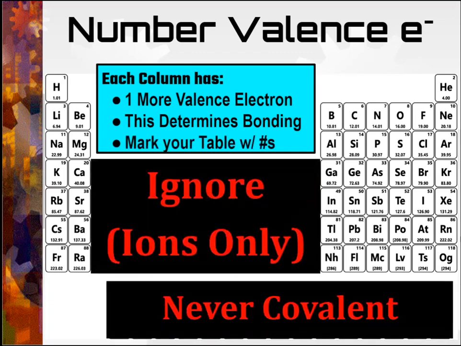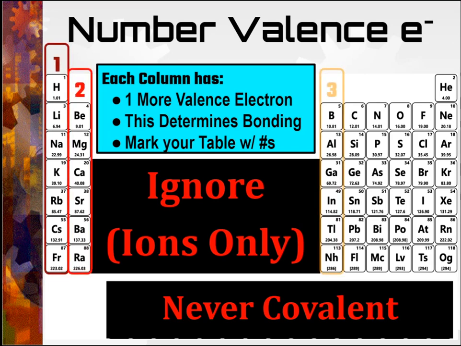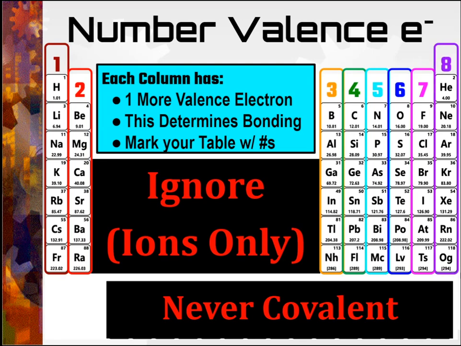We are not going to look at these, as these are ions only. We are not going to focus on these at all. None of the transition metals, none of the intertransition metals, they are not going to covalently bond. So we're going to have 1, 2, 3, 4, 5, 6, 7, and typically 8 dots. So you are going to need to mark your table with this 1, 2, 3, 4, 5, 6, 7, 8, because that will tell you how many dots you're going to need to put on there.